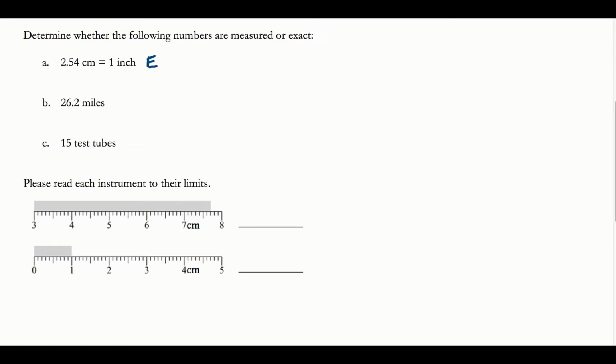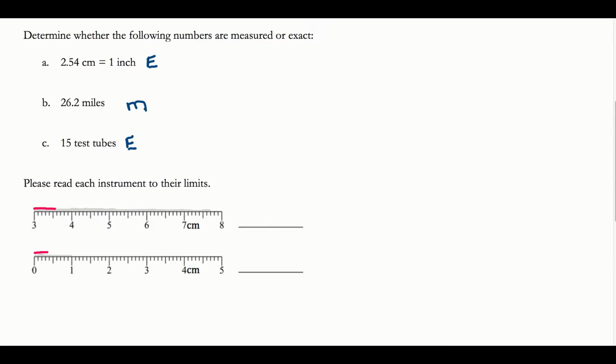In the next one, 26.2 miles, the length of a marathon, while we would love to think it is exactly 26.2, keep in mind that last digit is always going to be estimated for a measured value. So when I ran the marathon, it was not exactly 26.2. It might have been 26.1 or 26.4. It probably was not exactly 26.2, despite what we would like to think when we put the stickers on our cars. For C, 15 test tubes, again, I am counting. Therefore, that is going to be an exact value.